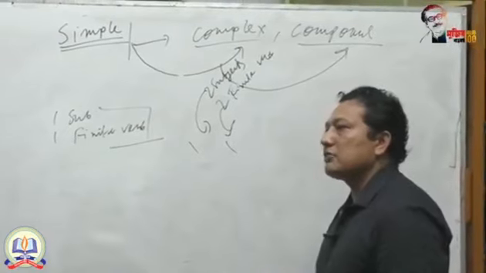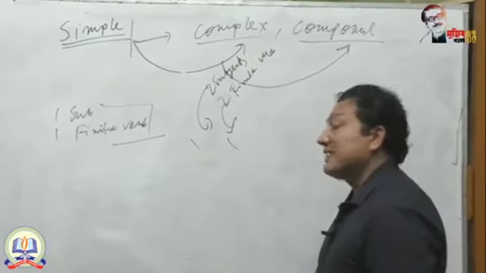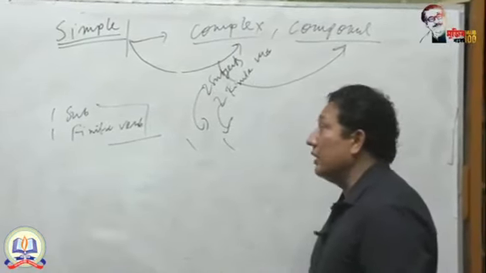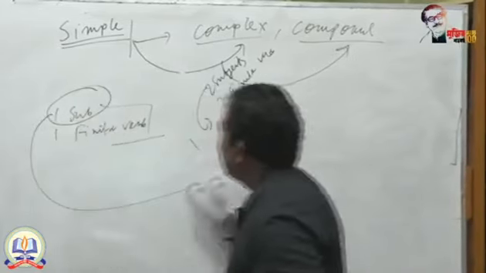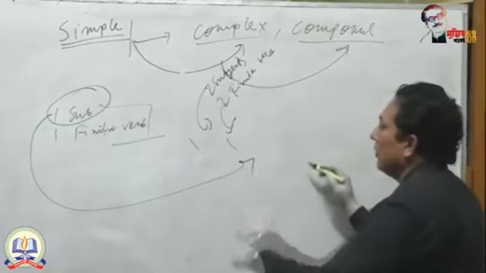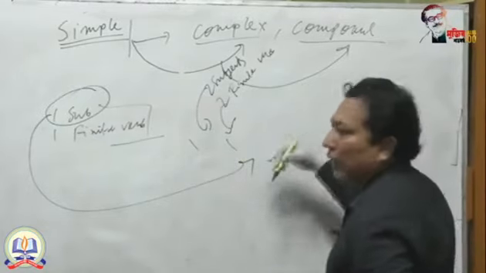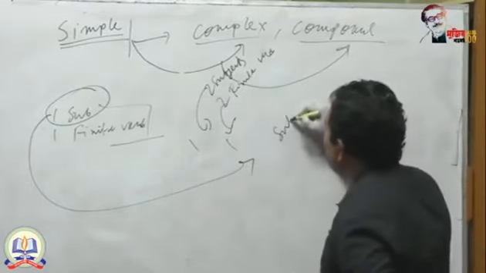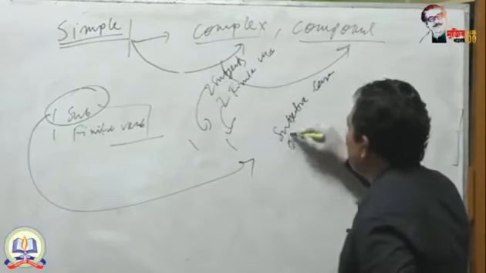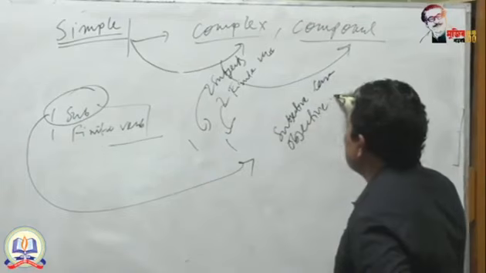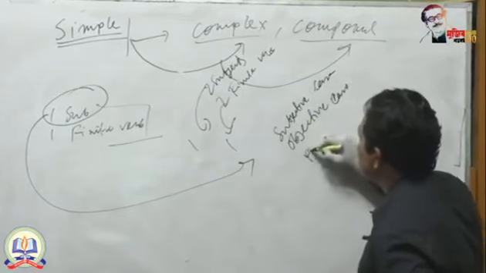No. Sometimes the meaning will disappear. You will not get the clear meaning. What will you do then? You know, there are three criteria of any noun or pronoun. What are they? Subjective or nominative case, objective case, and possessive case.